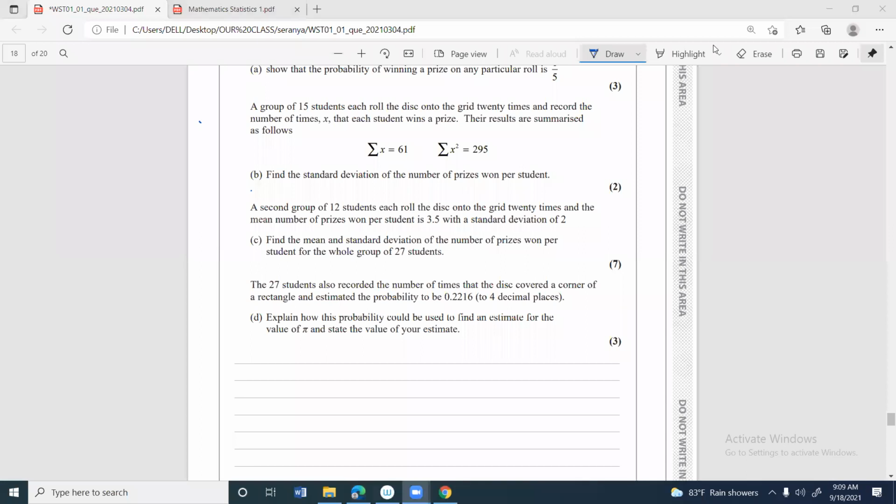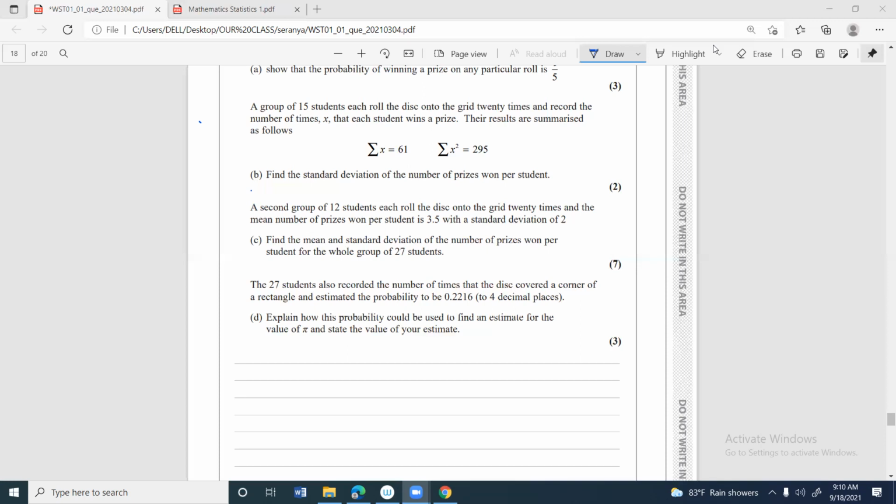A second group of 12 students each roll the disk onto the grid 20 times, and the mean number of prizes won by the second group is 3.5 with a standard deviation of 2. Find the mean and the standard deviation of the number of prizes won per student for the whole group of 27 students. Okay, so what they want is the mean and the standard deviation for all 27 students.